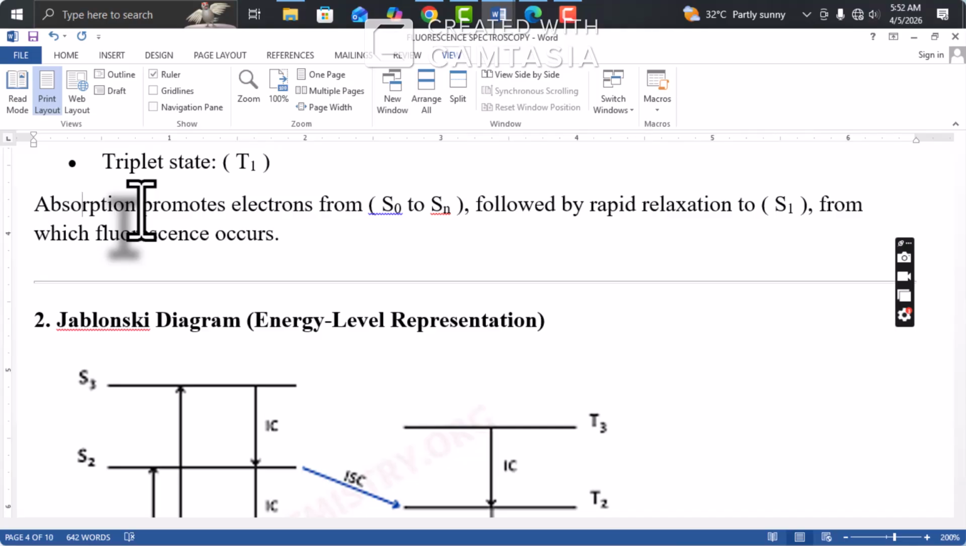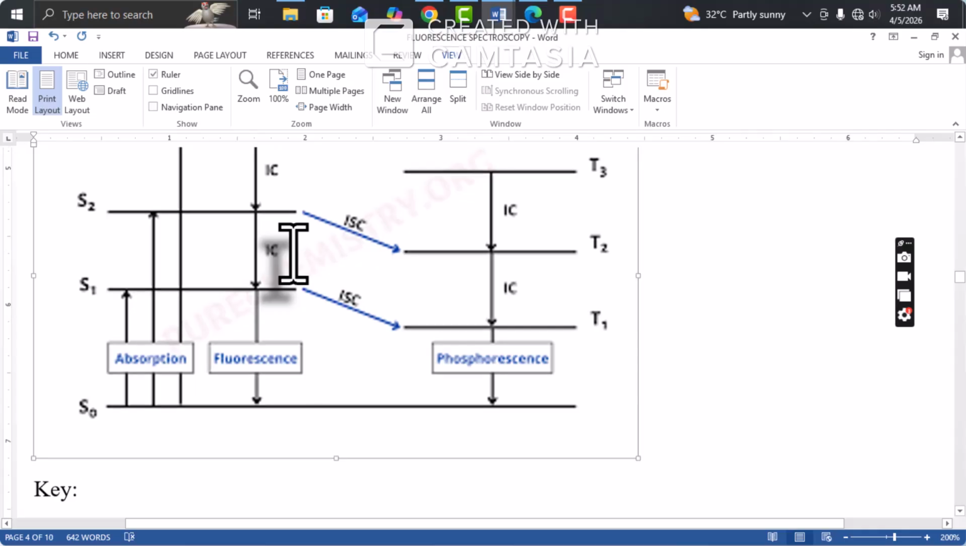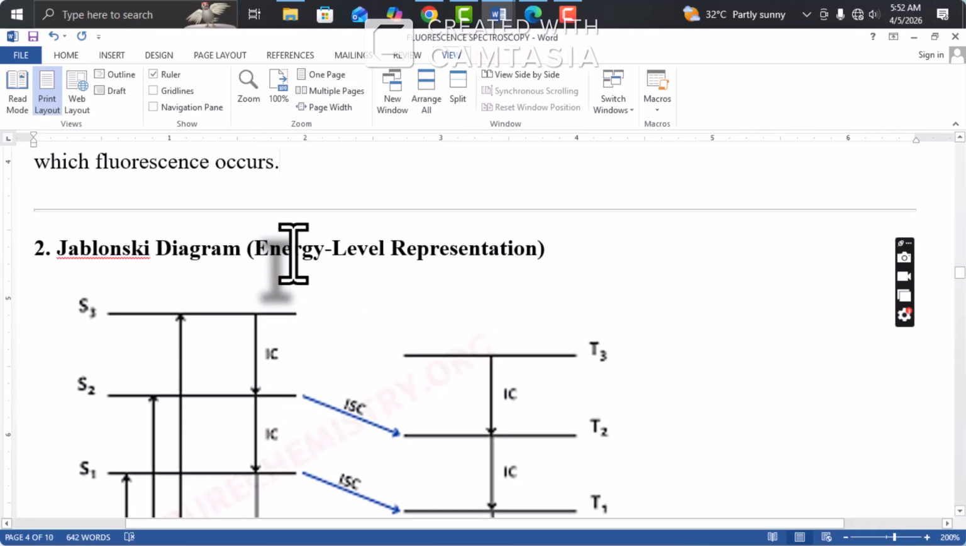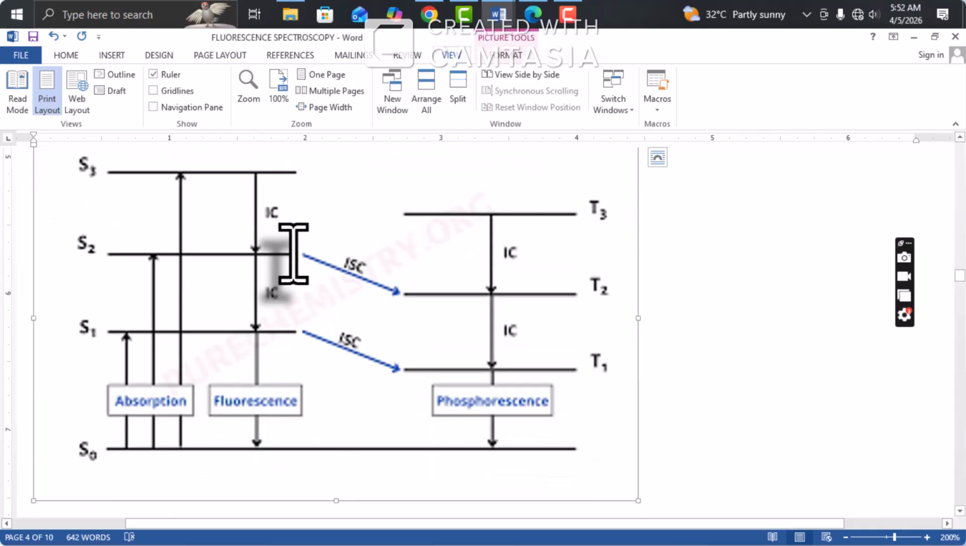The electrons are promoted from the ground state to an excited state, which we call S naught to Sn. Meaning it can be S1, it can be S2, it can be S3. And we can see that in our diagram called a Jablonski diagram. For a Jablonski diagram, you can see that we have S naught, the ground state, right?